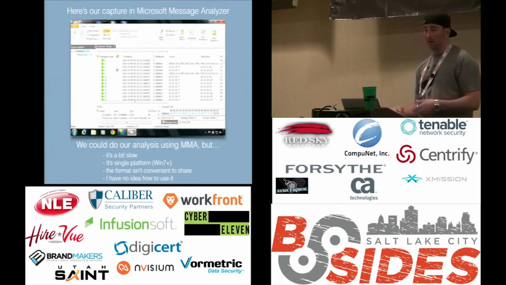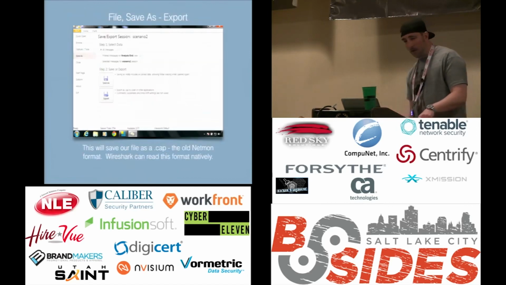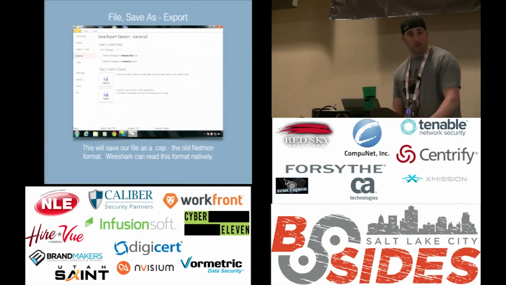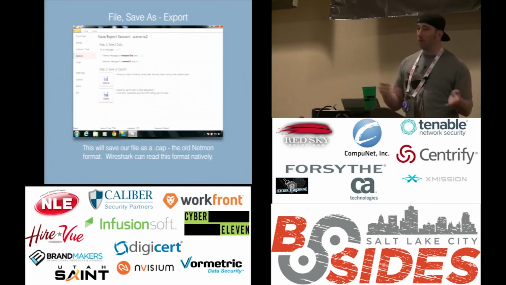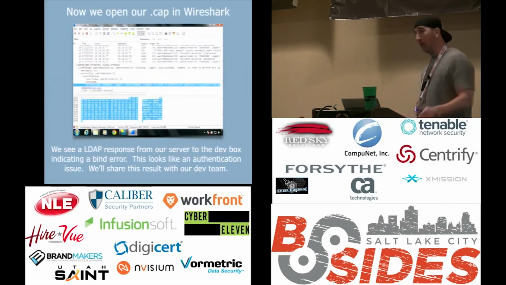I don't know how the filters work. I don't know how to sort stuff in here. So we're going to get out of this program as quickly as possible. File, save as, export. And this is where netmon comes back in. We have the netmon format capability. So we can export from MMA right into a .cap format. And then from there, we can open up .cap right in Wireshark. And now we see our traffic.